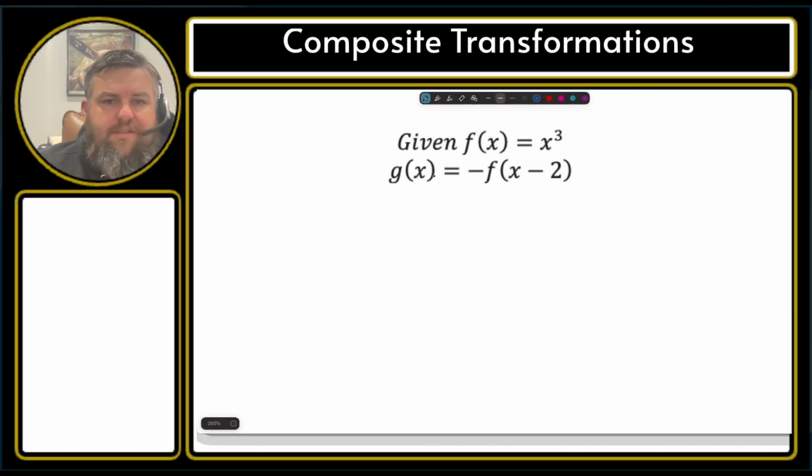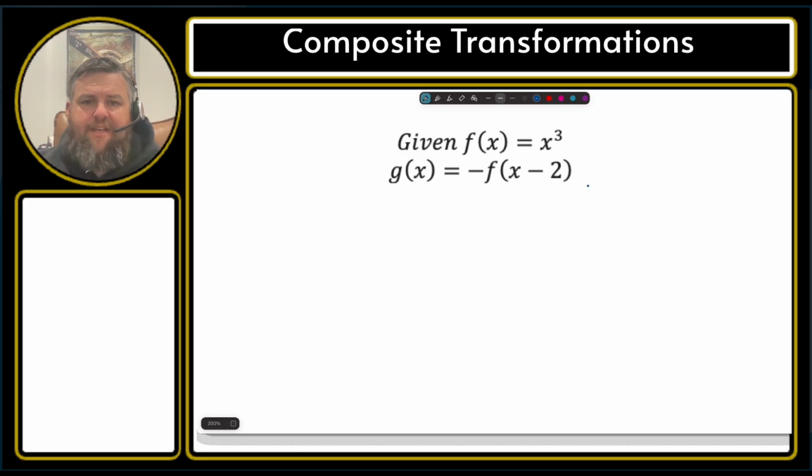Now let's apply this to the S-curves, our cubic and cube root functions. The logic is exactly the same, but our anchor point is the inflection point. In other words, this is where the graph crawls through the origin. Now for this first one, we're going to look at the cubic function, f of x equals x cubed. Our transformation is g of x equals negative f of x minus 2.